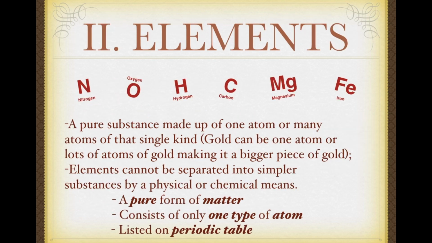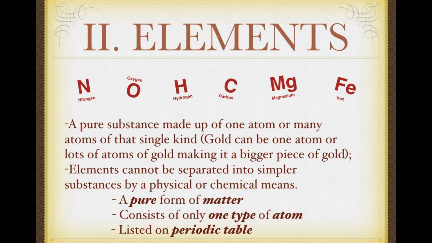Okay? Atoms make up elements. An element could be gold. Gold could have just one atom of gold, and that's the element. Or gold could be thousands and thousands of atoms of gold, making a large chunk of gold sitting in my hand. Both of those are still elements. You can have a single atom of gold, which is an element, or many, many atoms of gold together, making a larger structure, and it's still a pure element. Elements are pure substances made up of one atom or many atoms of that single kind.